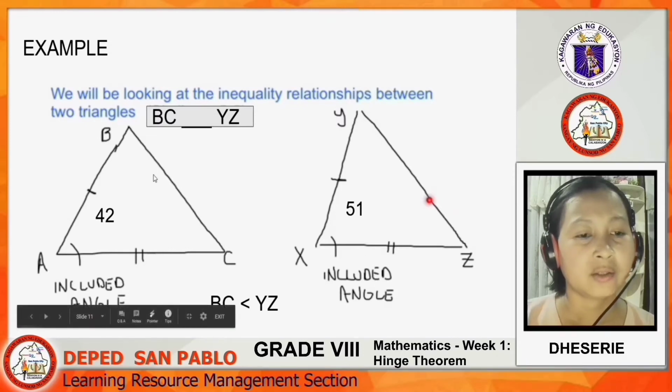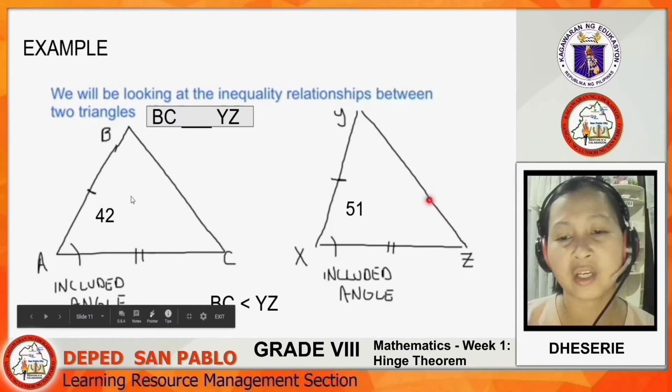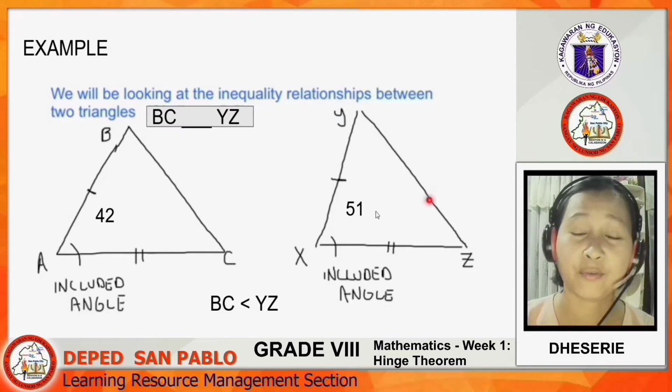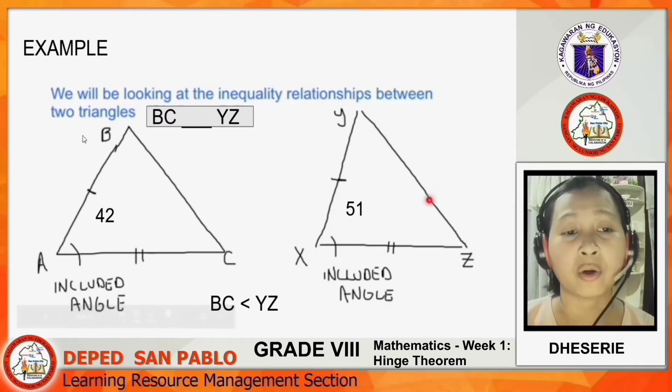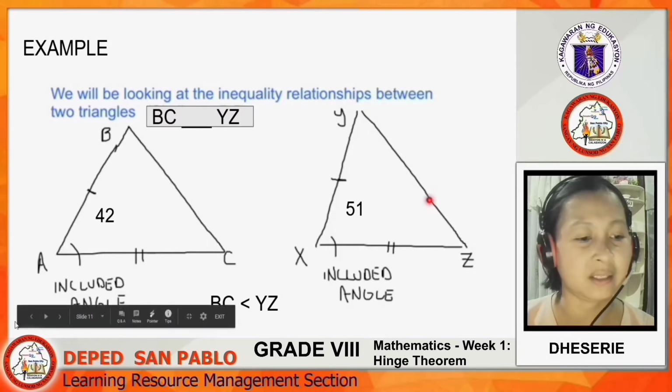If this is 42 and this is 51, which is the bigger one? Of course, it's 51 degrees. If this is bigger, which is longer? Is it BC or YZ?